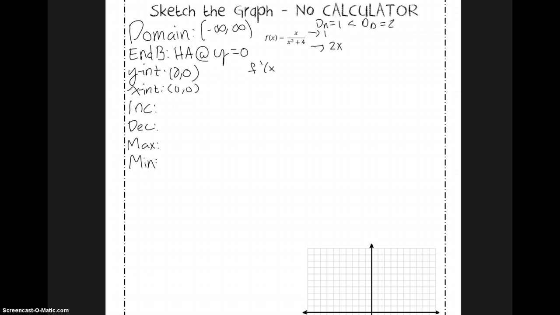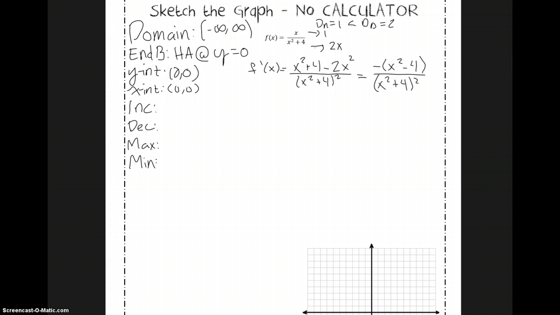F prime of x equals, low d high is actually just going to be x squared plus 4, minus high d low is going to be 2x squared, all over low squared, so all over x squared plus 4 quantity squared. And when I do x squared minus 2x squared, that's negative x squared, but I'm going to just go ahead and factor out a negative for right now. So I can write that x squared minus 4 in the parentheses, all over x squared plus 4 quantity squared.